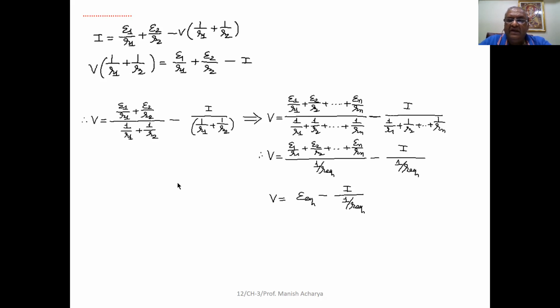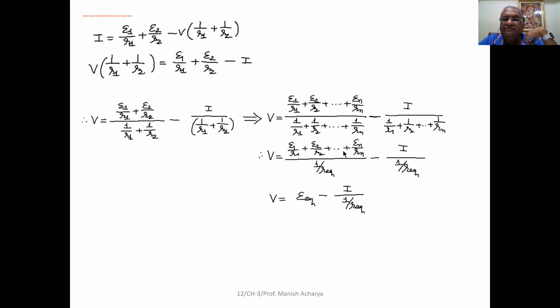But suppose n cells are connected in parallel, then we can extend this numerator for the first term like this. V equal to (E1 upon R1 plus E2 upon R2 plus up to En upon Rn) divided by (1 upon R1 plus 1 upon R2 plus 1 upon R3 up to 1 upon Rn), minus I upon (1 upon R1 plus 1 upon R2 up to 1 upon Rn).